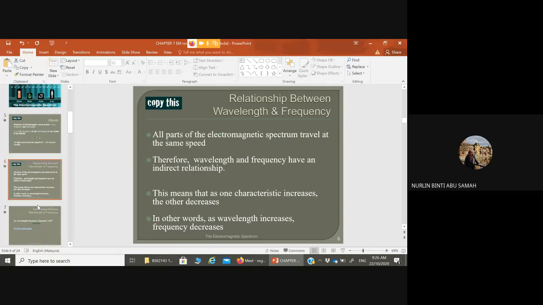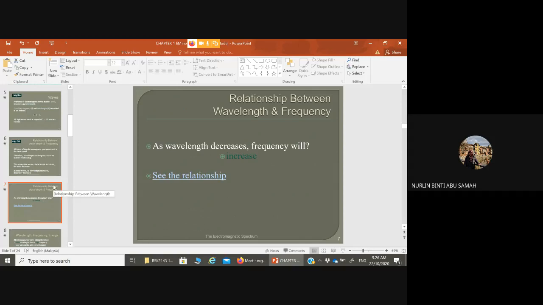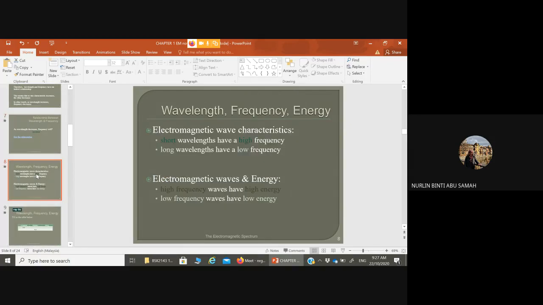I hope that there will be no problem to read the relationship from the formula. So as wavelength decreases, frequency will increase, because you know that frequency is inversely proportional to wavelength. This is the most important part when we want to relate the energy with the wavelength.